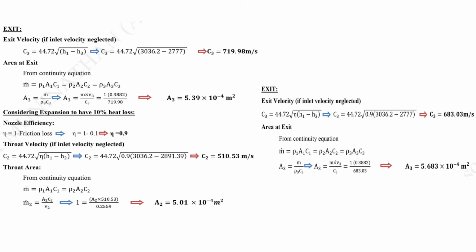And the area at the exit is also calculated from the continuity equation. M is equal to rho 1 A1 C1 is equal to rho 2 A2 C2 is equal to rho 3 A3 C3, because the mass flow rate will be the same at any section in the same flow line. So A3 is equal to M divided by (rho 3 C3). From that, we already know all the values of the continuity equation parameters except A3. So from that we can calculate A3.